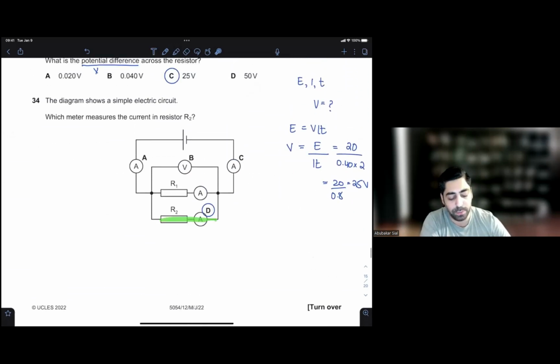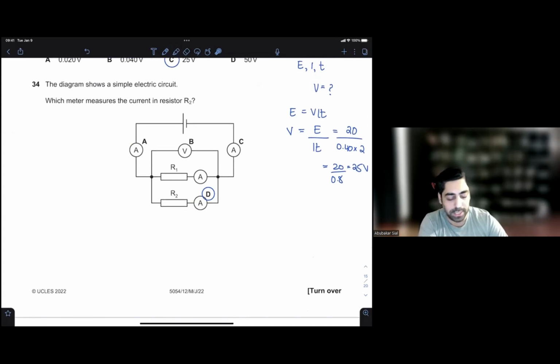If they had asked you which one is going to calculate the total current, it could be A or C because they're both correct. I'm just telling you that those ammeters are calculating the total current. Why are they calculating the total current?